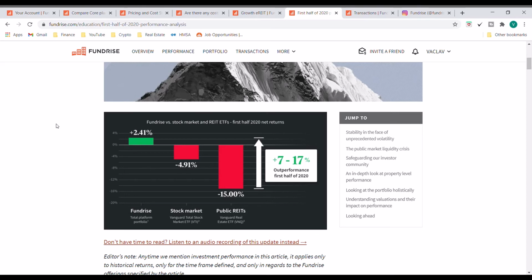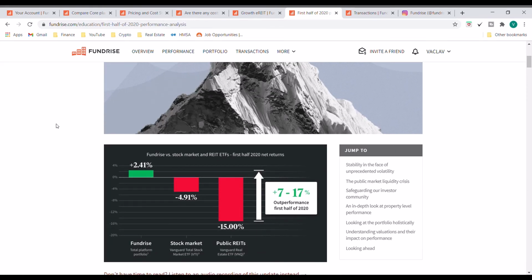So I think that's what makes a great company stand out even more, how they perform in a bearish market. In my opinion, Fundrise is a really, really good company to invest with, as long as you don't need your money back right away. So for long-term investors, it's a great way to create passive income.